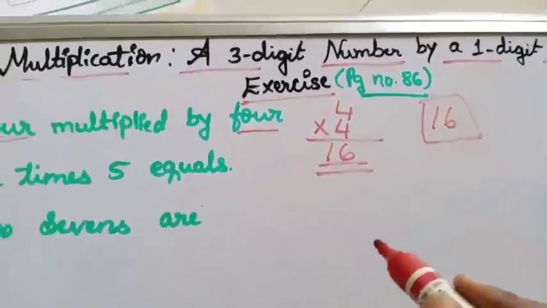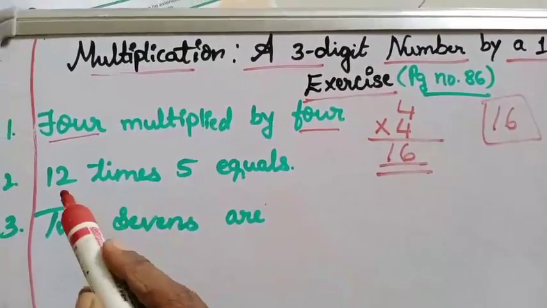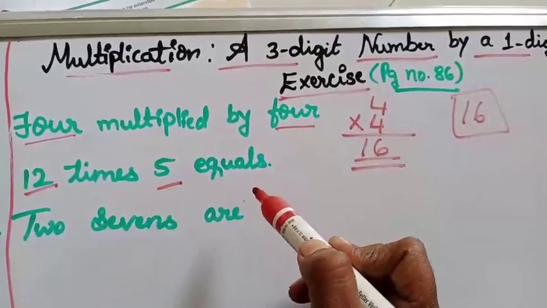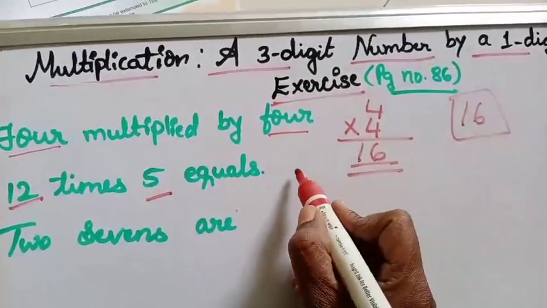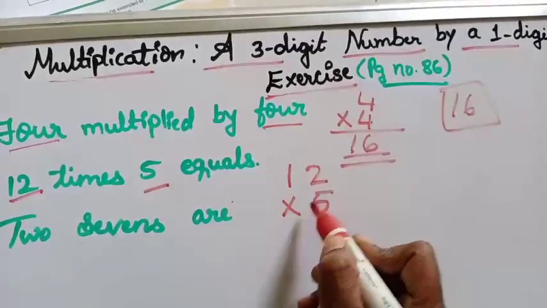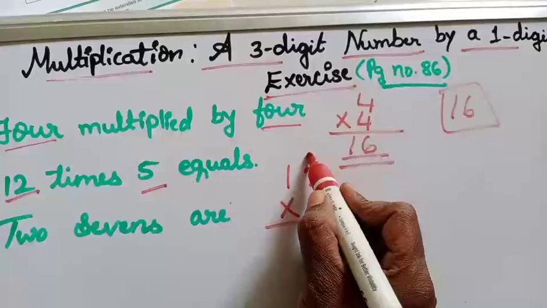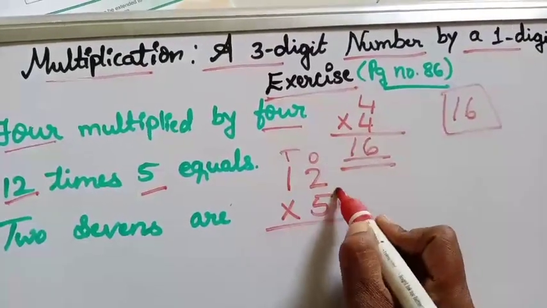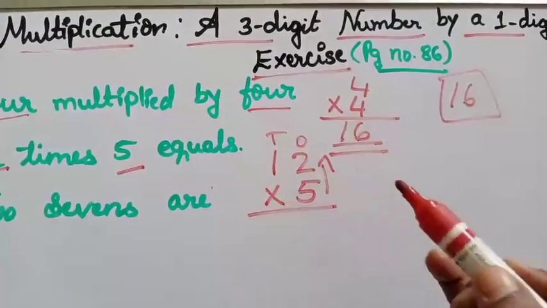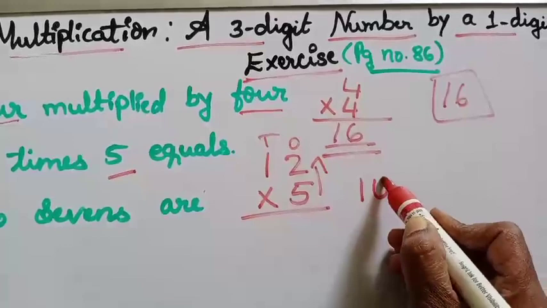Okay. The second one, 12 times 5 equals. So how to find out this answer, children? Yes. So we have to write here 12 into 5. So what do we have to do? This is 1's place and this is 10's place. And after that multiply the digits. 5 2's are 10. Isn't it? Where do we have to write? We have to write at the side.